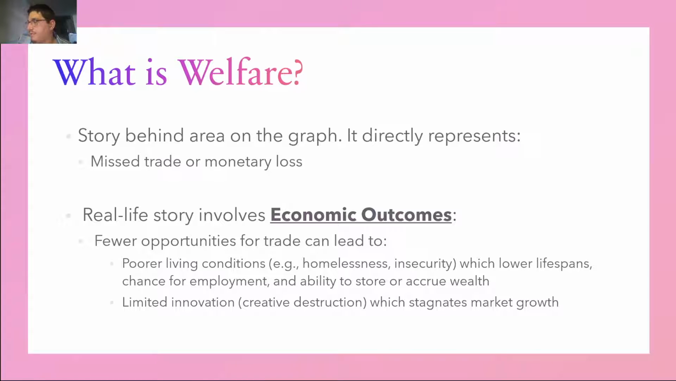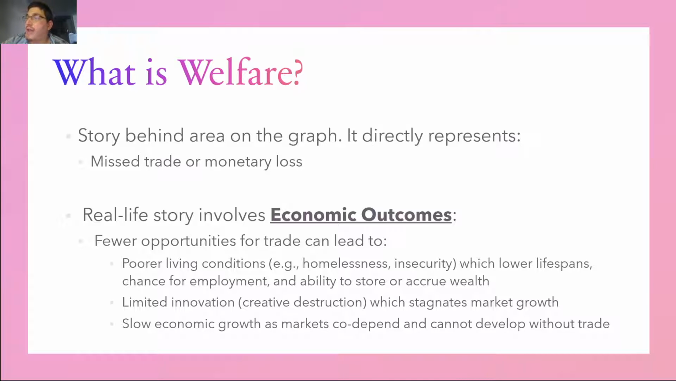Less trade for particular groups. It can limit innovation, which is one of the topics we're going to talk about. Creative destruction, is that 2 or 3? It's coming up in the next 2 lectures. Creative destruction, innovation, and that's going to stagnate market growth, particularly market growth geared to the group that isn't trading. And as a whole, it's going to slow economic growth.